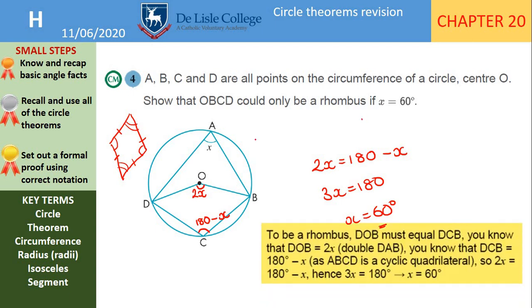How did they set it out? To be a rhombus, DOB must equal DCB, so we knew these had to be equal. We know DOB is 2x, so that's double DAB, which is what we labelled on here. As ABCD is a cyclic quadrilateral, these must be equal, so this is us setting up the equation and showing that x must be 60.